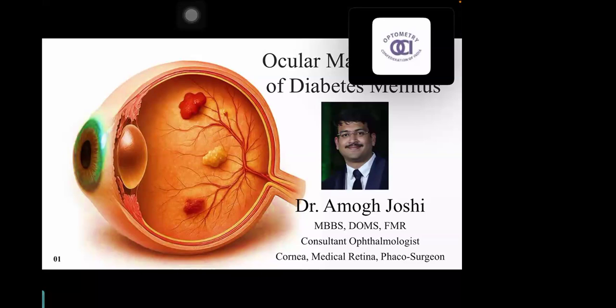As you all know, diabetes doesn't just affect blood sugar, it affects almost every tissue in the body, including the eyes. In fact, the eye is one of the most sensitive organs to the effect of diabetes, and many patients come to us with visual problems long before other complications are discovered. By the end of this session, I hope you will have a clear understanding of how diabetes affects the eye, how to detect these changes early, and how we can manage or prevent vision loss in diabetic patients.